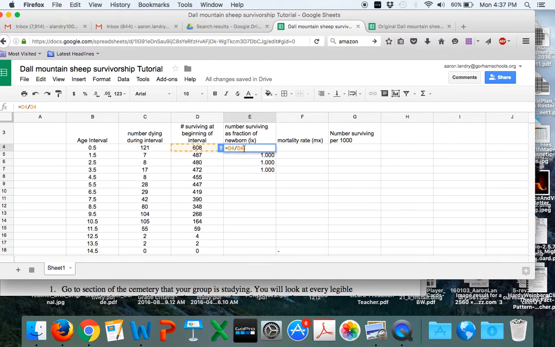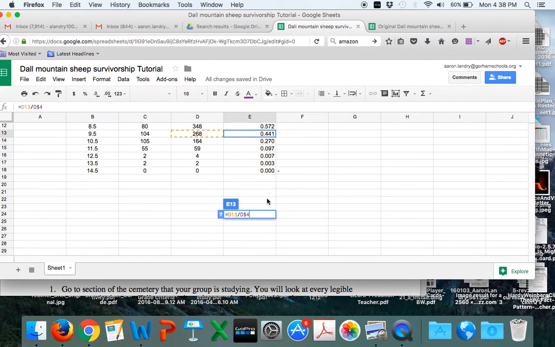So what we're going to do is a little trick here. If we take this number, we want the denominator to be always 608. So if we put a dollar sign in here, same number, but watch. As we do this, it'll always fix on that cell. So each time, it's going to fix on this cell right here.